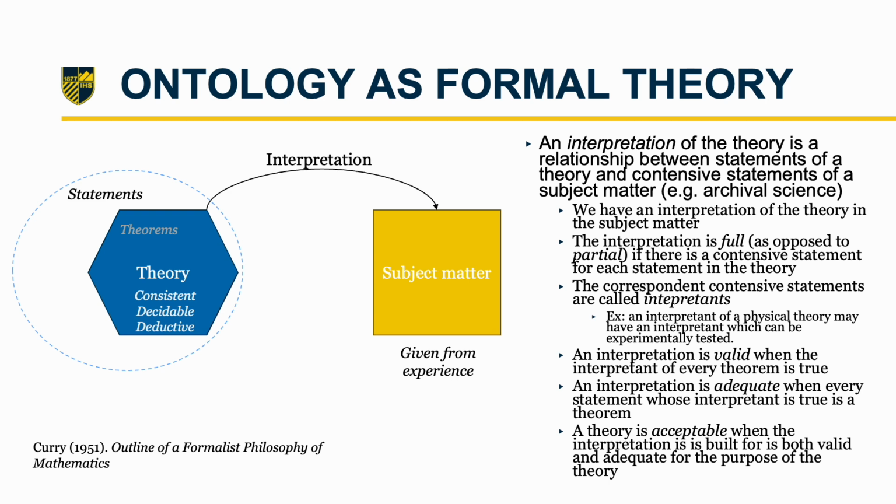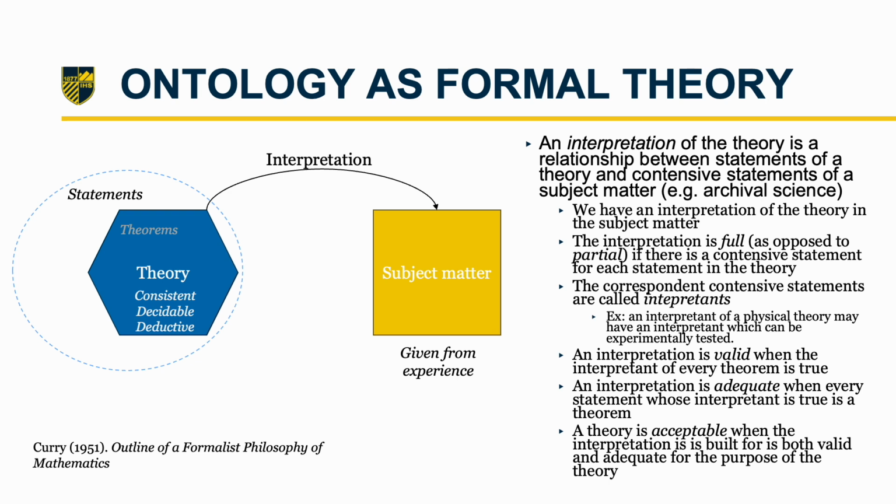So, for example, an interpretation of a physical theory, a theory in physics, may have an interpretant which can be experimentally tested, right? So usually you're going to try to build a theory in physics in such a way that statements that correspond to that theory can be tested so you can verify the theory is correct, right?